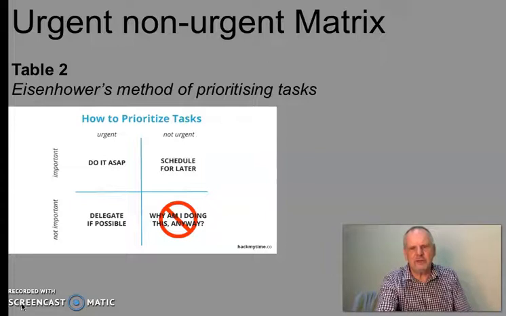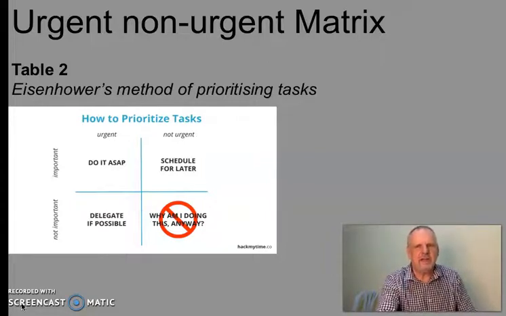So he developed the urgent, non-urgent matrix, and he's got this quadrant here, four quadrants, in the matrix, and they're either urgent or not urgent, important or not important. If something is urgent, of course, do it straight away. If something is important, it means that it is advancing you towards your final goal, your aim, your desired outcome. So it's important that you do it.